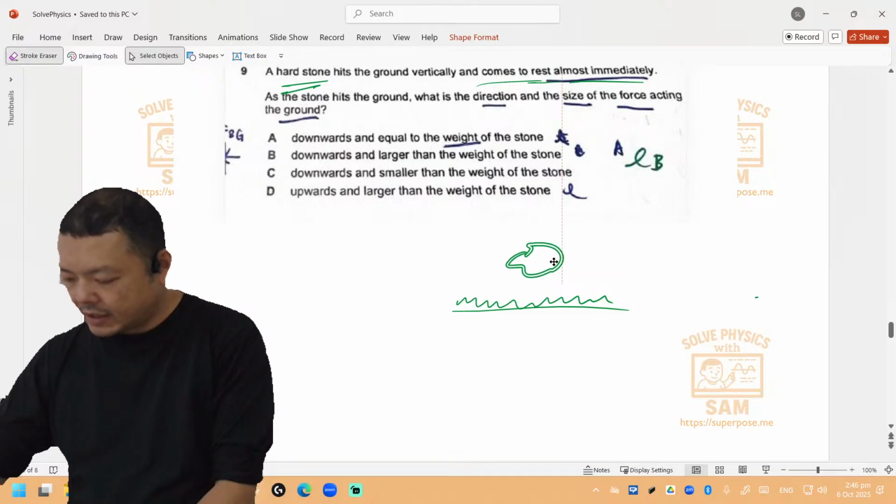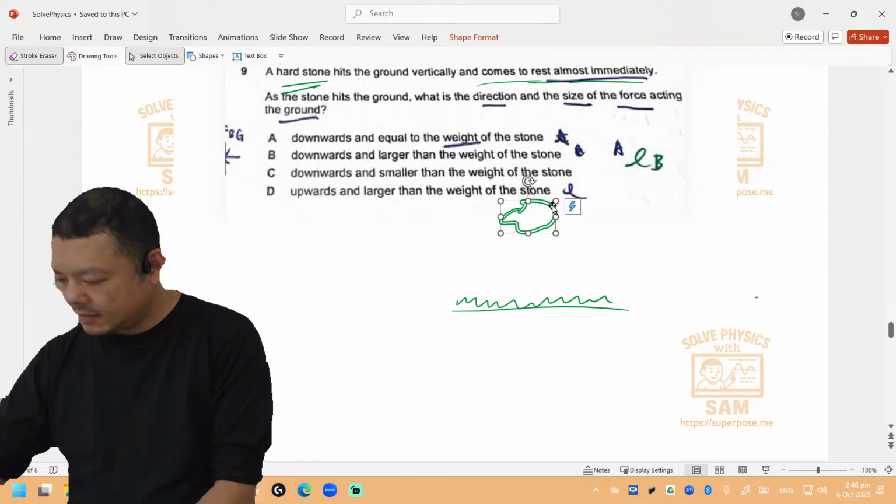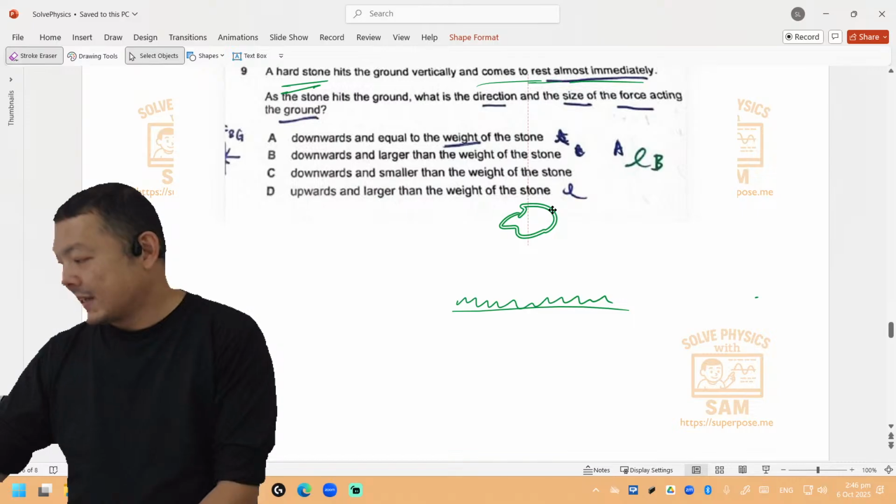Okay, there's a weight acting on it, right? And then it gets what? What's the deal with it? How about its speed? Okay, so I'm asking you about the speed.